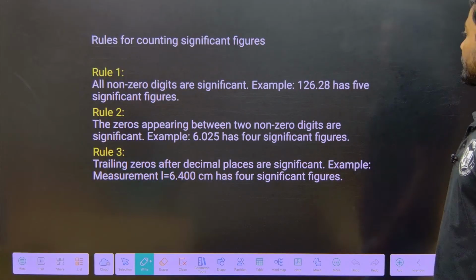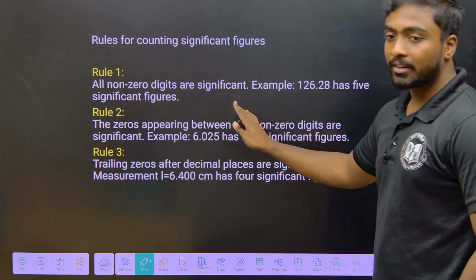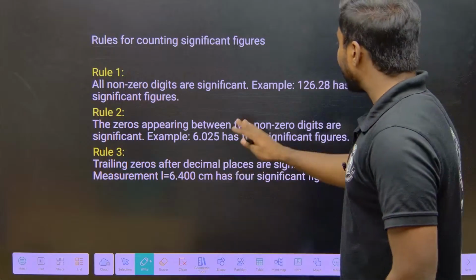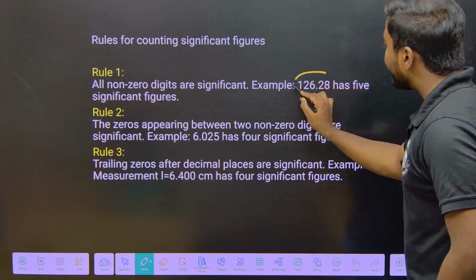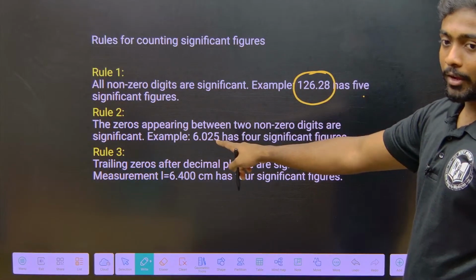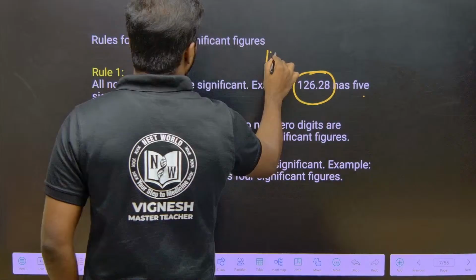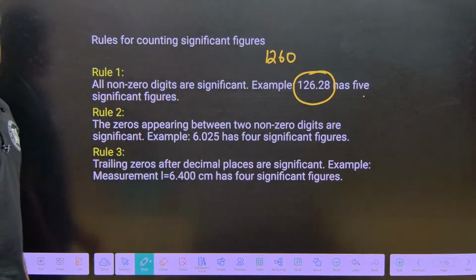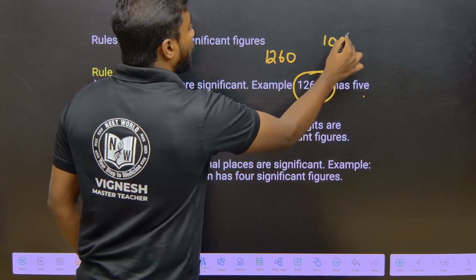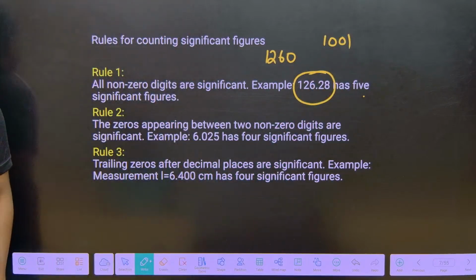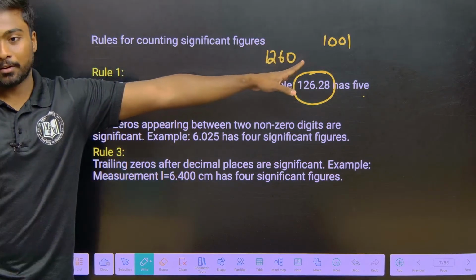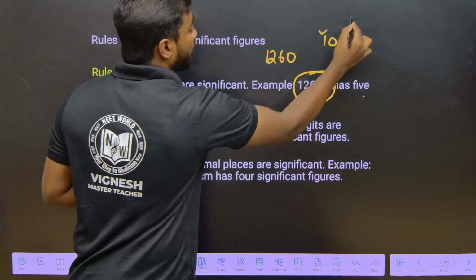The first rule is all non-zero digits are significant. Non-zero digits means except 0, whatever numbers are available, everything is significant. So for example, if I take 126.28, it has 5 significant figures. Suppose I consider 1260. How many significants are there? 3 significant. So 1001, how many significants are there according to rule number 1? Only 2 significants, because they are saying that non-zeros are significant.